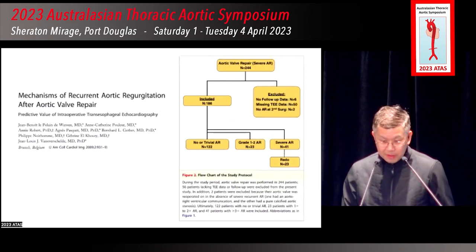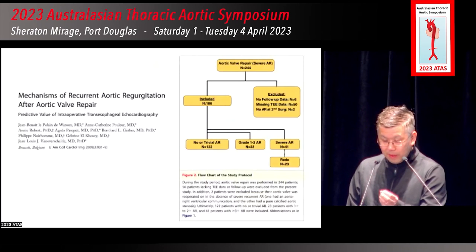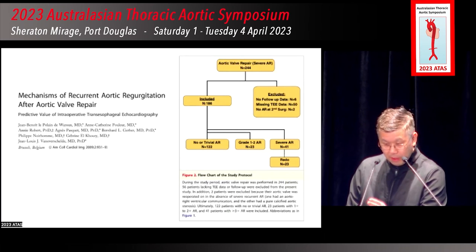This particular study looked at mechanisms of recurrent AI after valve repair. So ultimately, people that had valve repair, 244 patients with severe AI, they included 186 patients, and of those 186 that were included in the study, 41 had severe AI, of which 23 had redos.